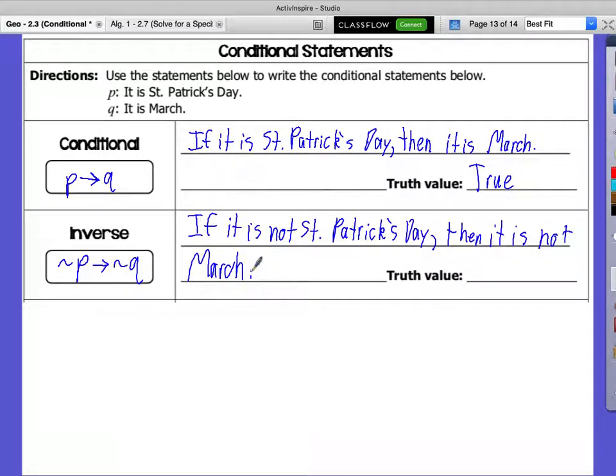False. Why is that false? I agree, but why? There's more days in March than just St. Patrick's Day. 30 of them, in fact, 30 other days than just St. Patrick's Day.